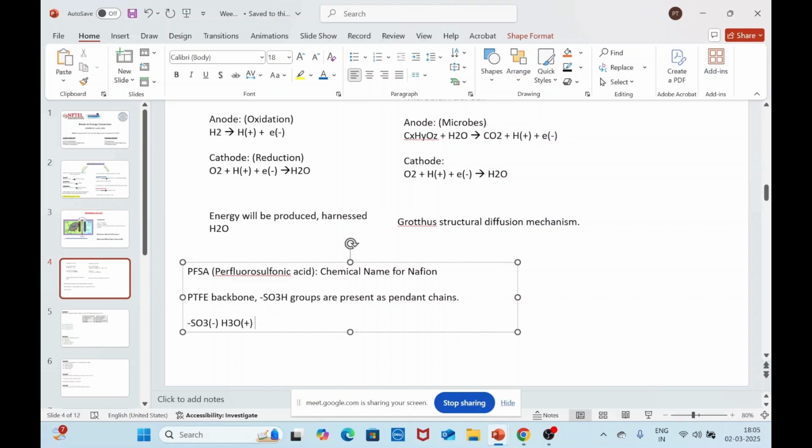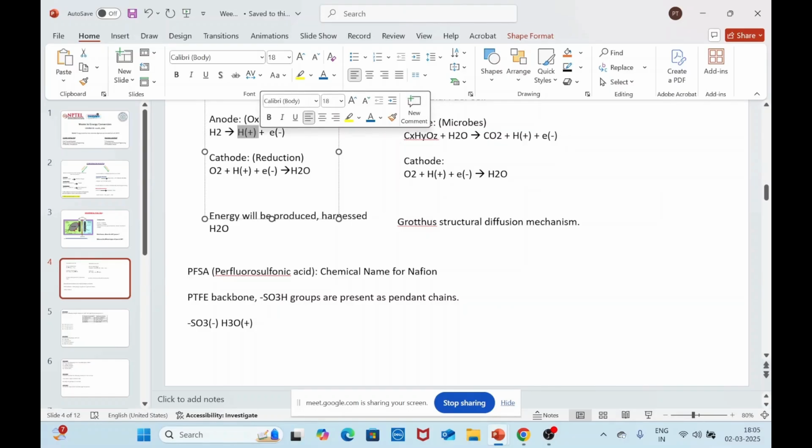What happens is, whatever reaction occurs, either the oxidation reaction or the reduction reaction, when the H plus ions come in contact with the SO3 minus groups, it kicks out the H3O plus and occupies that space. The H3O plus ion that gets kicked out goes to another SO3H group present in the membrane, kicks that H plus ion out from there, and occupies its space.